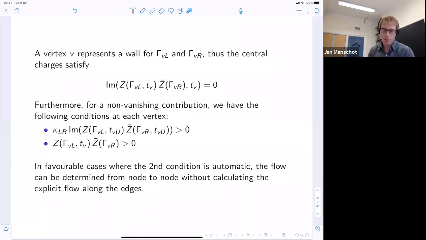Now, the favorable cases are when the second condition is automatic. Then the flow can be determined from node to node without calculating the explicit flow along the edges, as explained by Pirik. For example, for these geometric vector bundles and sheaves, we use basically a large volume limit. Then the central charges can be taken as all aligned on the real axis. If you stay in that regime, then this is always satisfied. The flow will not put you through a point where some central charge moves to the other side. So this is also at the vertex. Okay.